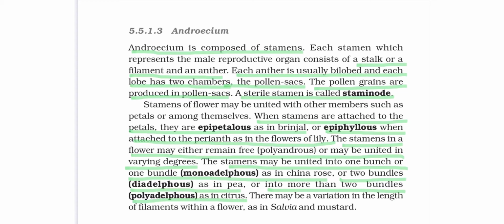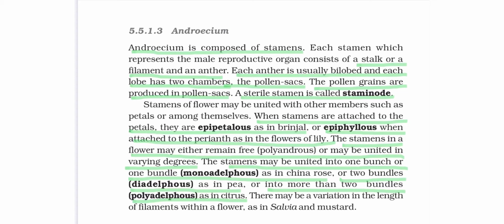And as we have discussed earlier, the units of Androecium are stamens. So let us talk about the stamen. Each anther is usually bilobed, and each lobe has two chambers. Here we are talking about the stamen. A stamen consists of two things, that is a filament and an anther. And now we are going to start with the anther.